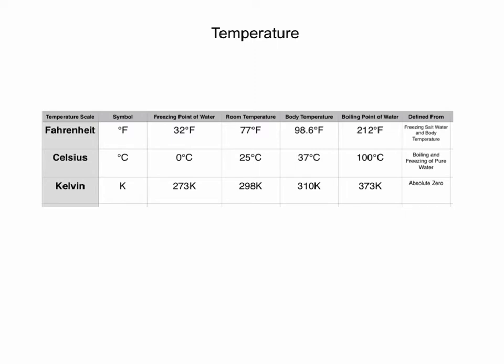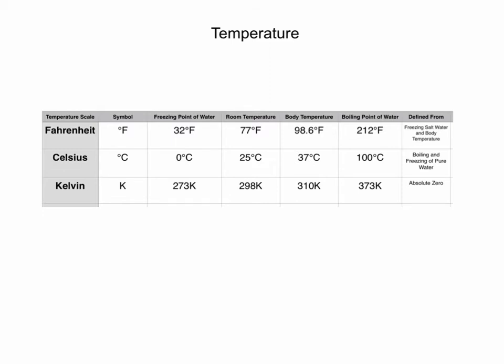And it's kind of interesting to see how these scales were originally defined. Fahrenheit was actually based off the freezing point of salt water and of body temperature. 100 was about body temperature, 0 was about the freezing point of salt water. Celsius was defined off something a little bit easier, the boiling points and freezing points of pure water. That's why it goes from 0 to 100. And then Kelvin is based off of absolute zero.